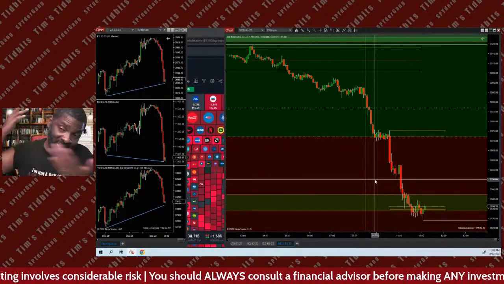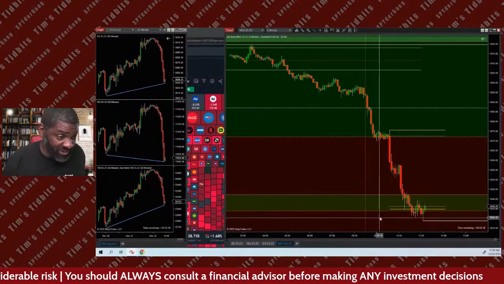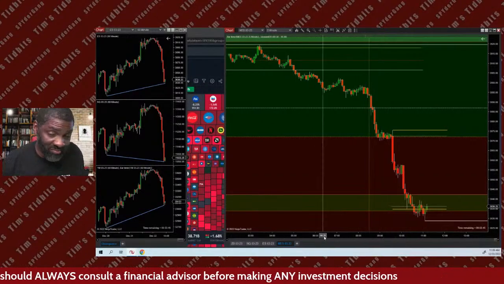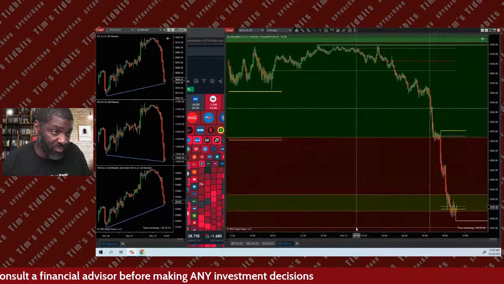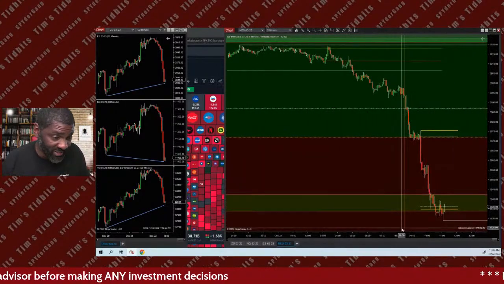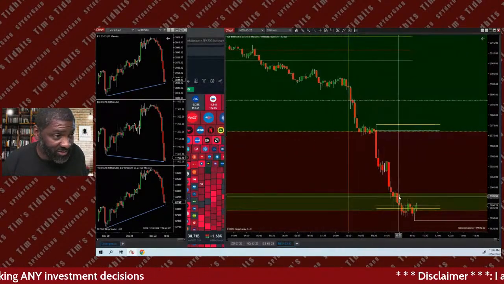The price action is just, we're at that time where it's either repricing up or repricing down. It's not giving any real entries.